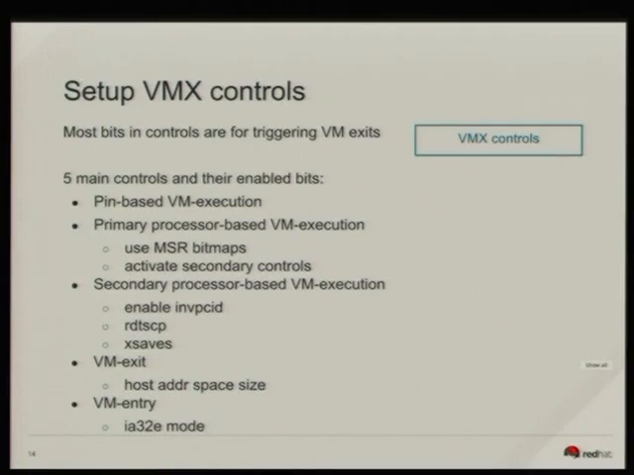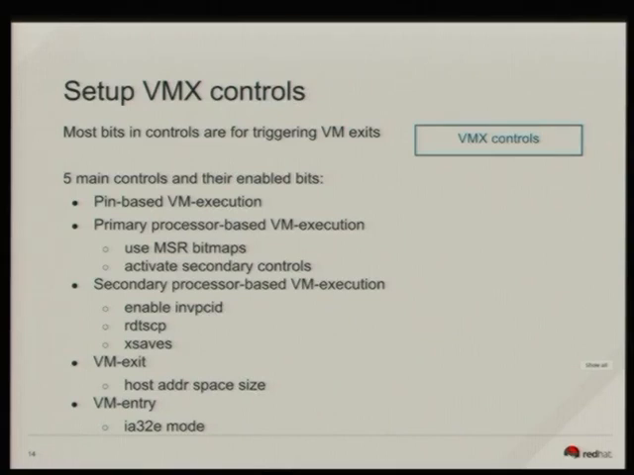VMX controls are mostly controlling VM exits, so most of them are luckily going to be disabled for our self-virtualization, as we are not interested in any exits right now and want to have maximum performance. So these controls are pin-based VM execution controls, primary processor-based VM execution controls, but here are 2 features that are actually needed to eliminate more VM exits, and those are MSR bitmaps that only say that for all those MSRs, don't do any VM exits, and activate secondary controls.